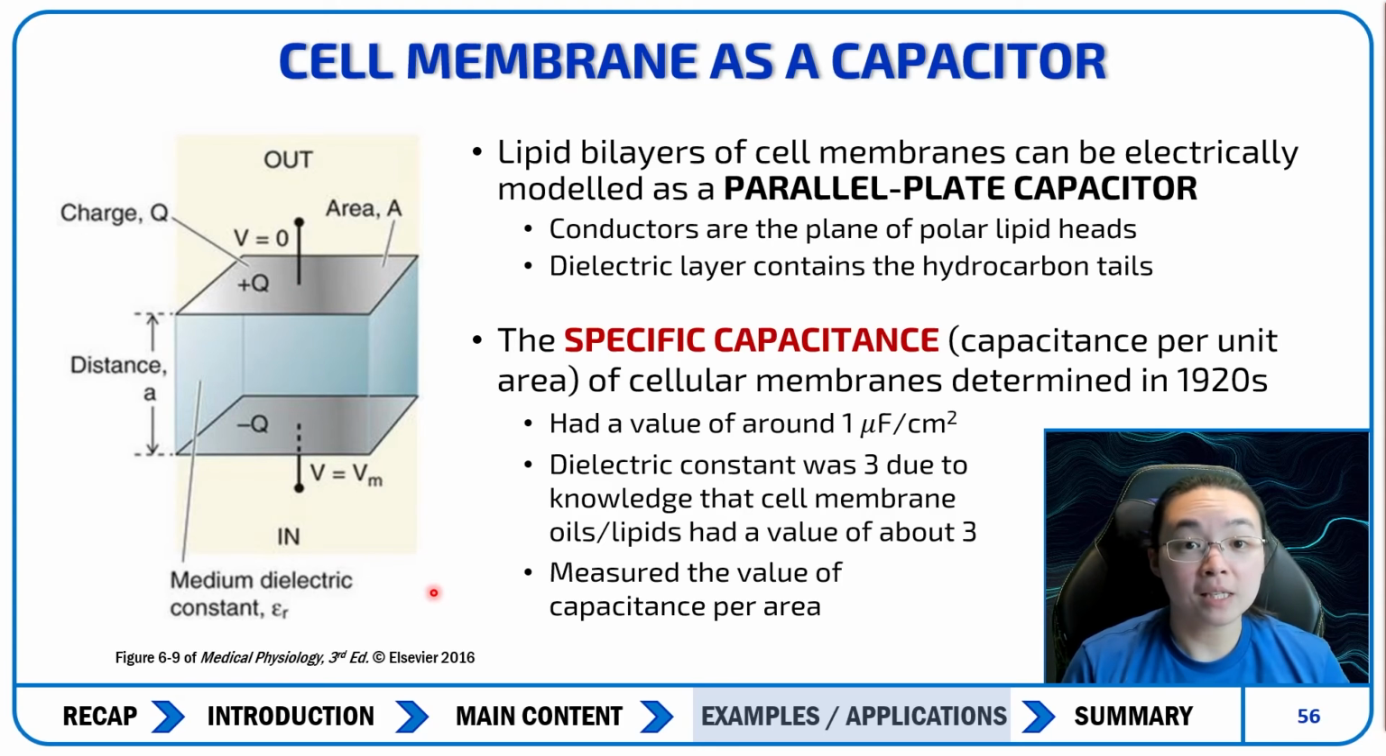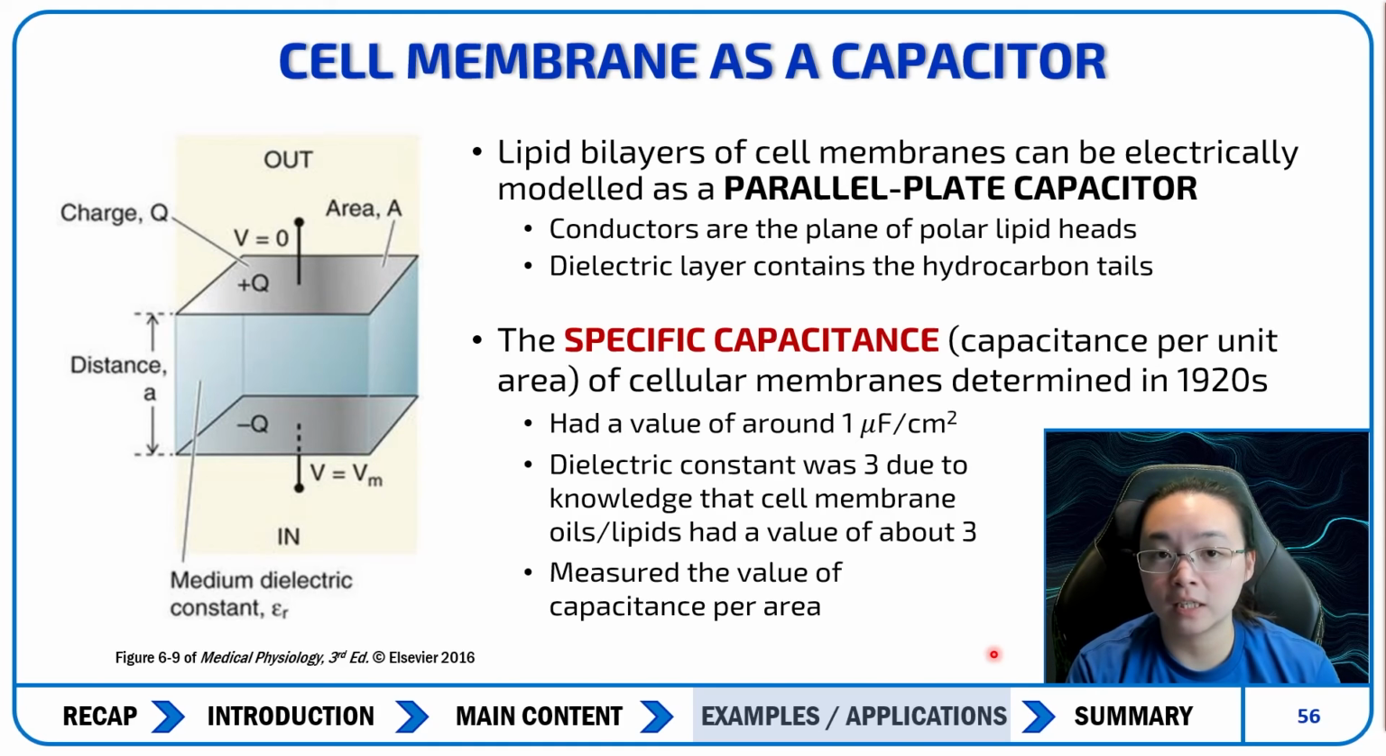The specific capacitance, which is the capacitance per unit area of cellular membranes, was determined in the 1920s and had a value of approximately 1 microfarad per centimeter squared. And the dielectric constant was derived to be 3 due to the knowledge that cell membranes have lipids, or technically oils, which regularly had a value of approximately 3. And because of all these known values, they were able to measure the capacitance per area of a cell membrane.